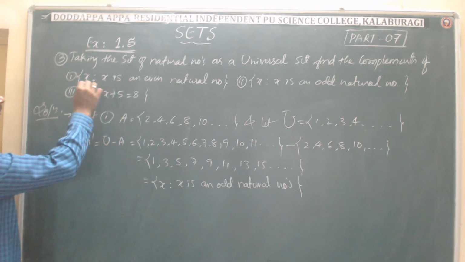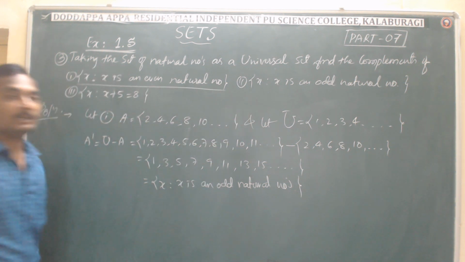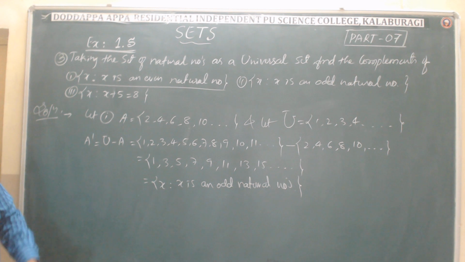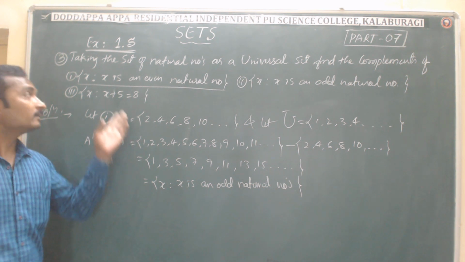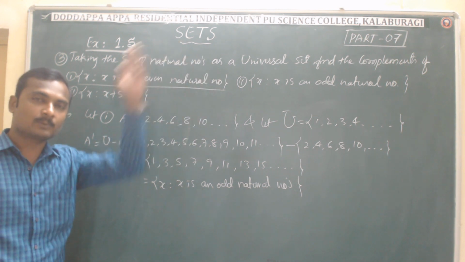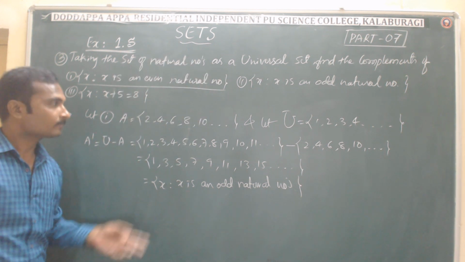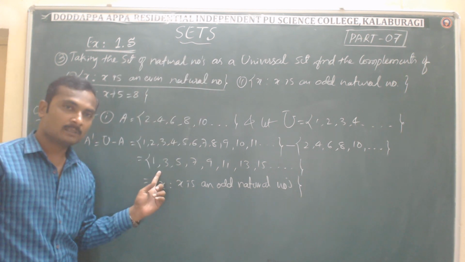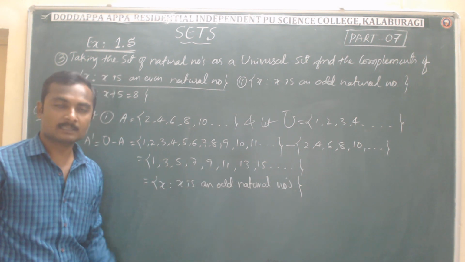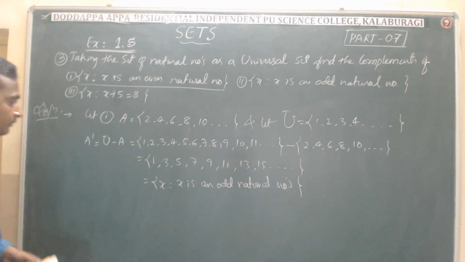What is the given form? The given form of the question is in the set builder form. Therefore, the answer has to be represented in the set builder form. So, in general, what is the given set? x is an even natural number. You can see 2, 4, 6, 8, 10, up to infinity. These are even natural numbers. And if you delete all these, what is left? They are the odd natural numbers. Therefore, x is an odd natural number. This is the solution for the first one.